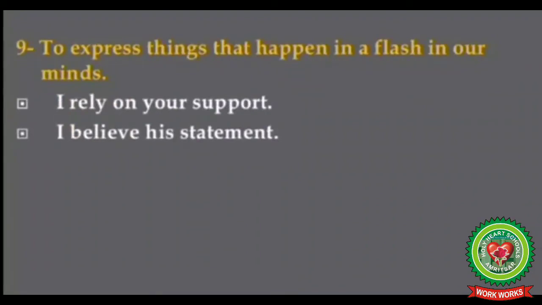So next on the list is to express things that happen in a flash in our mind. Students, it means which comes to your mind for a moment and you speak. For example, I rely on your support. I believe these statements.